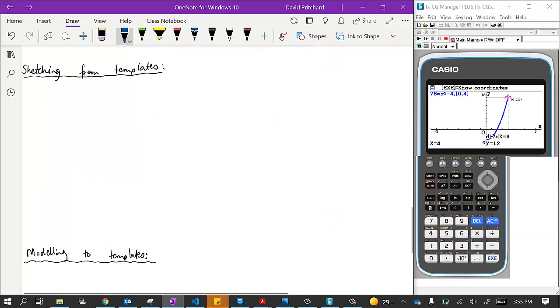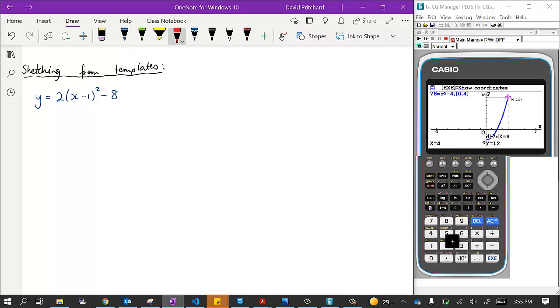Okay, so we'll sketch a couple just as practice. So we'll do a hyperbola and a parabola. So we'll start with y = 2(x - 1)² - 8. Okay, so if we're going to sketch this, obviously we can see that's a parabola, so we know straight away that we've got our shape. We can look at the fact that the a value is positive, and we know it's upright, and we know that it's shifted 1 across to the right and 8 down.